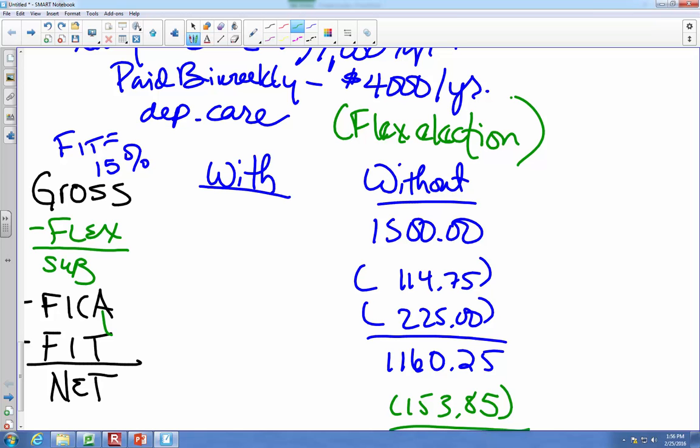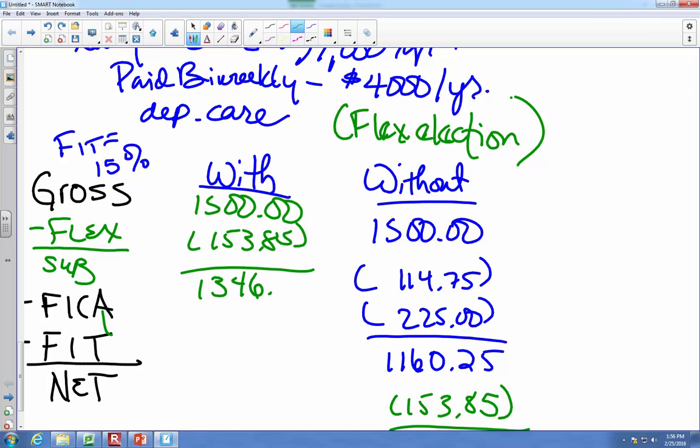So then the last thing I want you to tell me is what does she save in a year by using a flex plan? What does she save? Did you figure that out already? Good girl. Okay. So 1,500 minus 153.85. What's that? 1346.15.